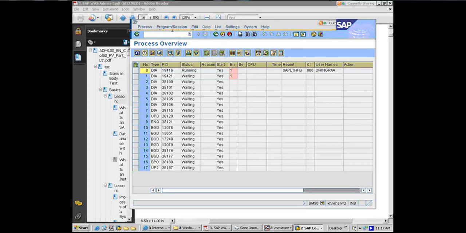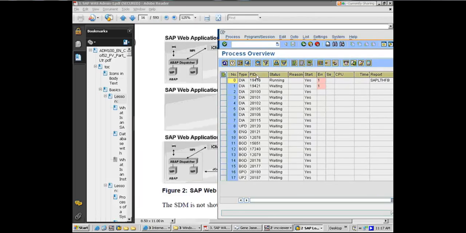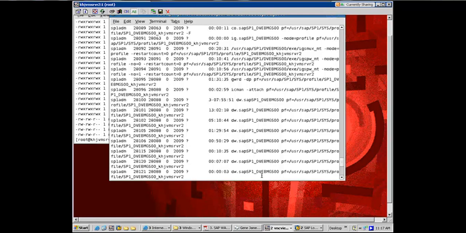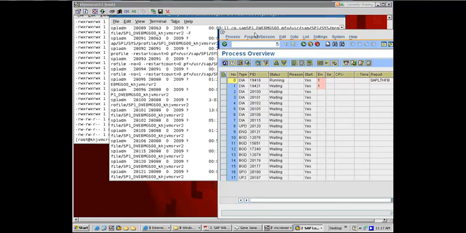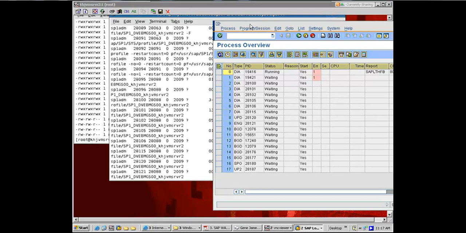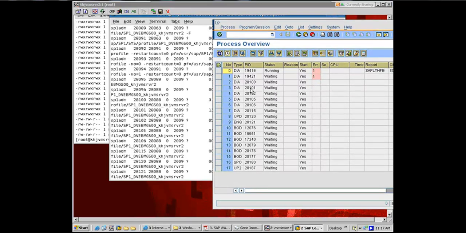So these are the same numbers, same process IDs, PID, as we were seeing at the Unix level, right? So if I actually were to superimpose them, right, so 28100, 101, 102 right here, 28100, 101, 102. So this whole instance was started by the dispatcher, and dispatcher and message server was started by the actual start SAP command.